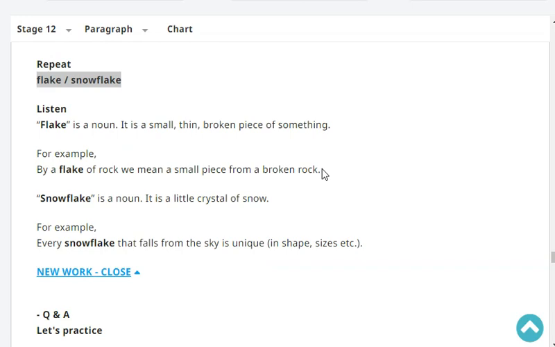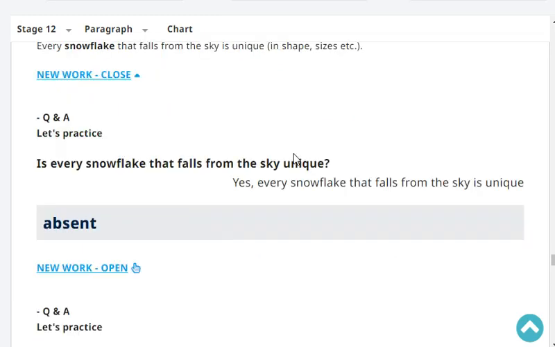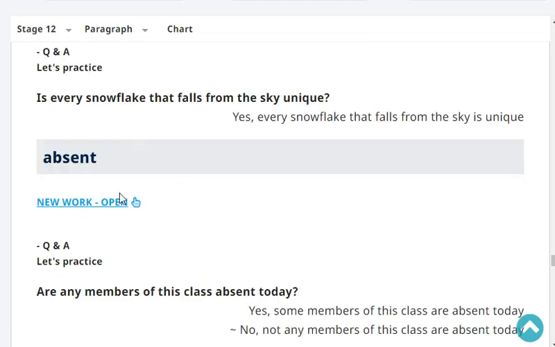Snowflake is a noun. It is a little crystal of snow. For example, every snowflake that falls from the sky is unique in shape, size, etc. Let's practice. Is every snowflake that falls from the sky unique? Yes, every snowflake that falls from the sky is unique. Very good.